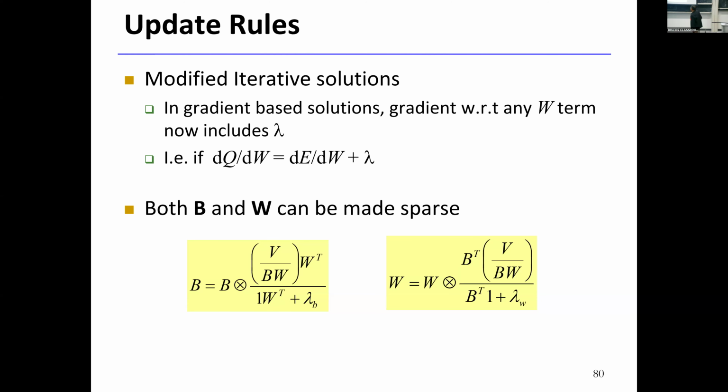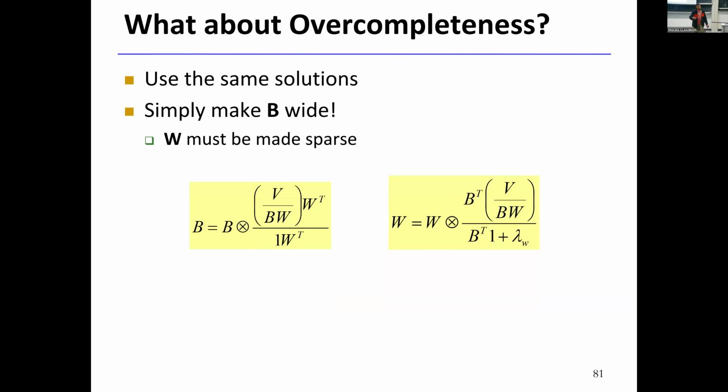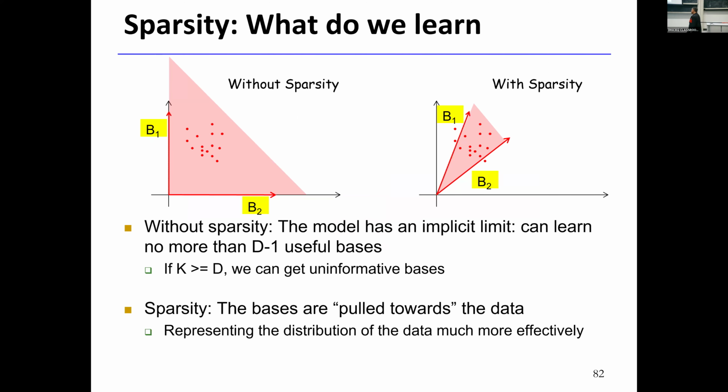So this is about sparsity. What about overcompleteness? Once you introduce sparsity, overcompleteness falls out as a possible property. So now you no longer have any restrictions on B. If I don't have sparsity, I'm going to end up learning bases of this kind. But the moment I introduce sparsity, they're going to become sparse.